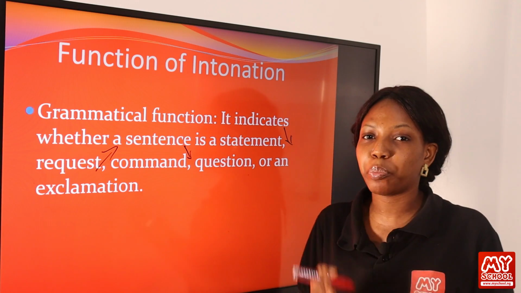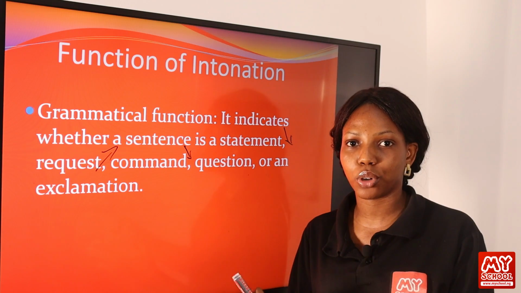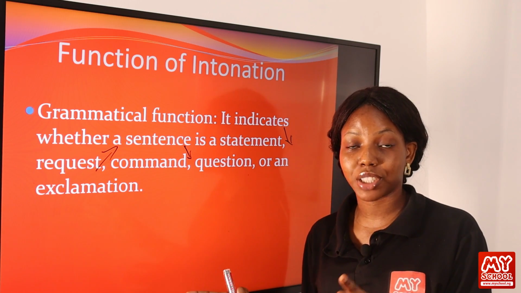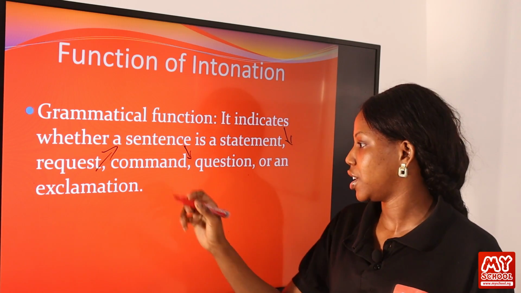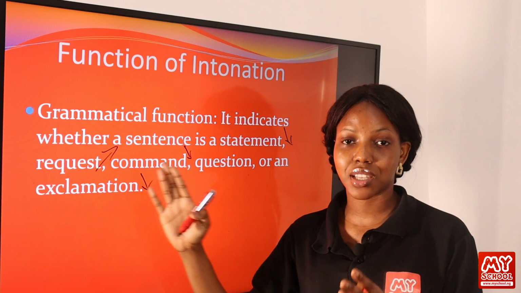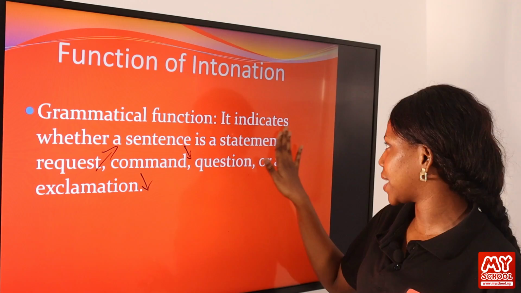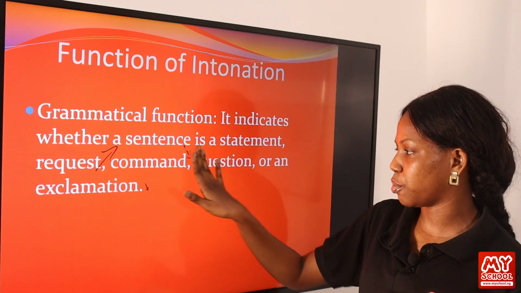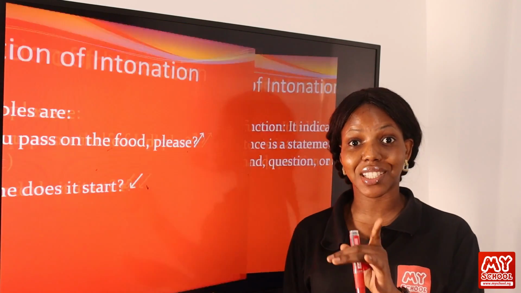For question, it depends on the type of question. We have question tags, we have polar questions, and so on. All of these question types we will explore before the end of today's video. So stay with me. For exclamation, it is also the falling tone. So certain patterns are associated with certain sentence types. Okay, so let's take a look at the second function that intonation performs, which is the attitudinal function. But before we do that, let's take a look at examples.